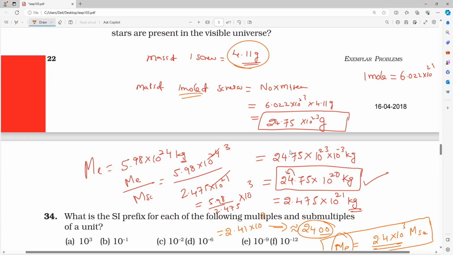For example, I give you the mass of one screw as 4.11 gram. Now I give you 100 screws. So 100 screws equal how much mass? 100 into 4.11. Like that, now I give you 1 mole of screws. 1 mole means how many particles? Avogadro number of particles. So then the mass is Avogadro number into 4.11. Do you all understand? Everybody?